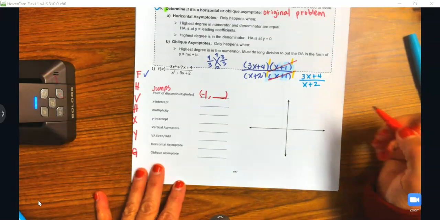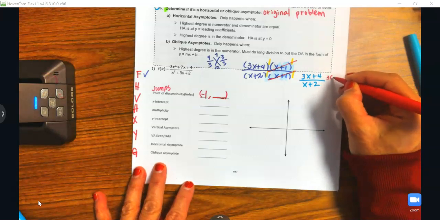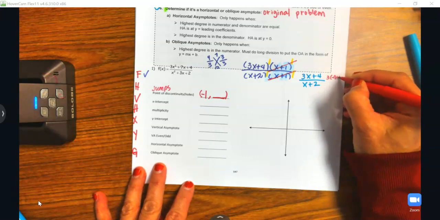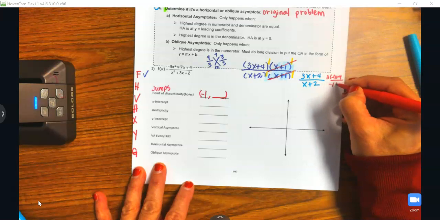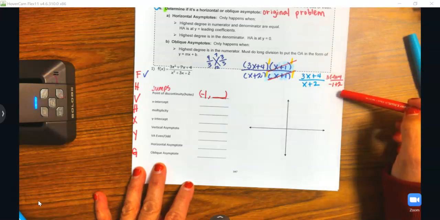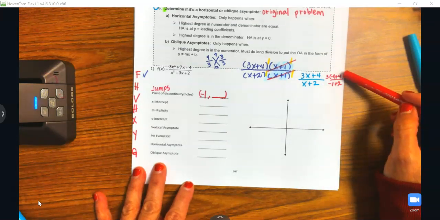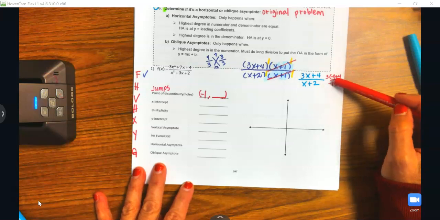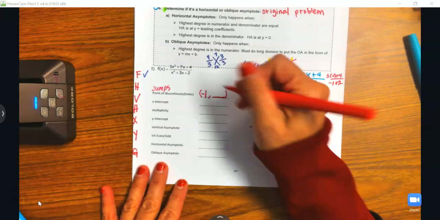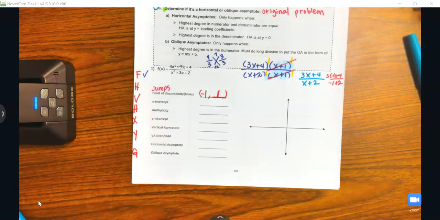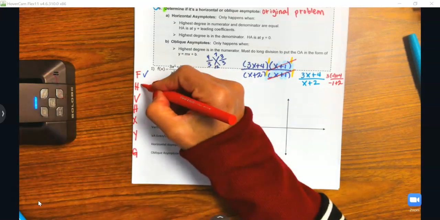So this is going to be 3 times -1 plus 4 over -1 plus 2. So our hole is going to be -3 plus 4, which is 1, over -1 minus 2... which is 1. So our hole has an ordered pair of (1, 1). So we're done with that.